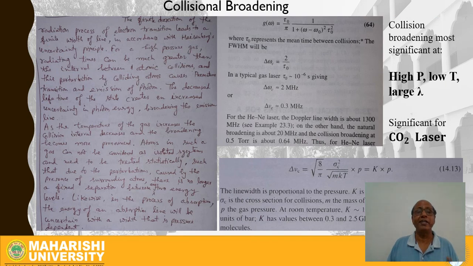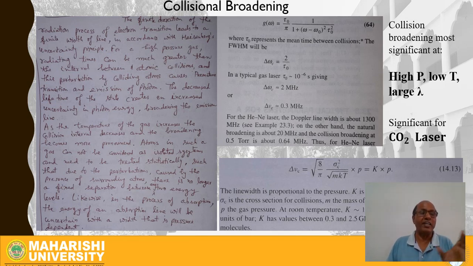Now, the second broadening is the collisional broadening. So collisional broadening, as the name suggests, is because of collisions between the gas molecules. And I will just explain to you. The finite duration of the radiation process of electron transition leads to a finite width of line in accordance with Heisenberg's uncertainty principle. So since collisions are occurring, and because of these collisions there is a change in the atomic transition levels of the gases, because they are losing or gaining energy also.